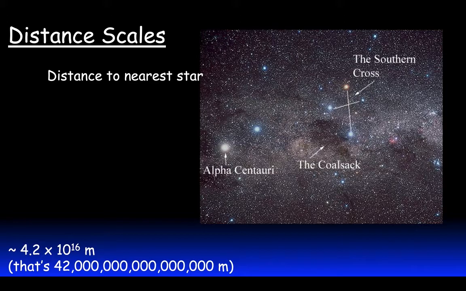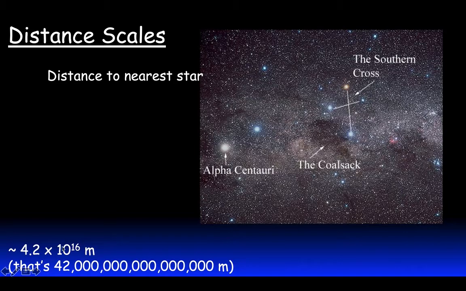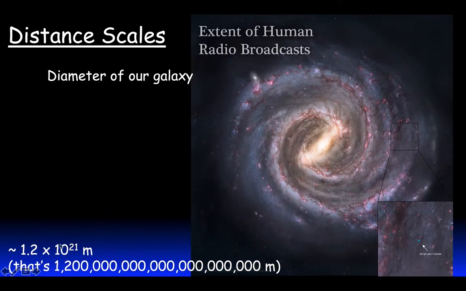Then there's the dwarf star Proxima Centauri, which is super dim and a little bit closer, but these are all about 10 to the 16 meters away from us. The typical diameter of a large galaxy like our own is about 100,000 times larger than that. We're increasing by a factor of 10 to the 5, from 10 to the 16 to 10 to the 21. And this is the diameter of the disk of our barred spiral galaxy.